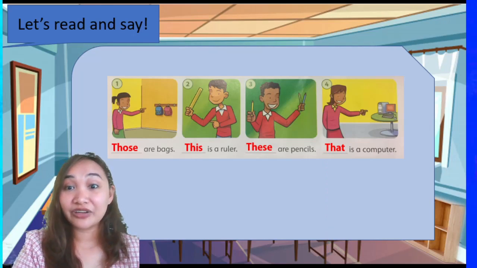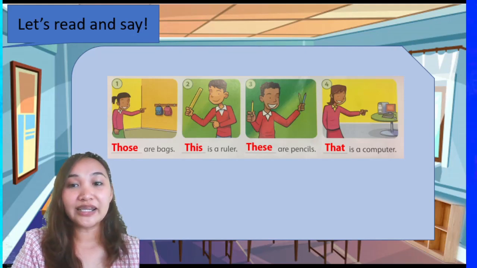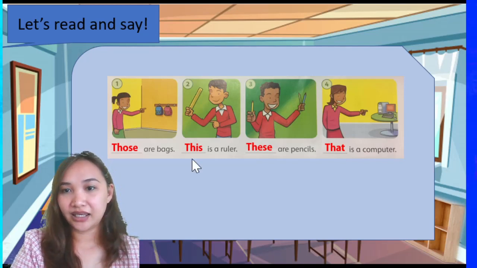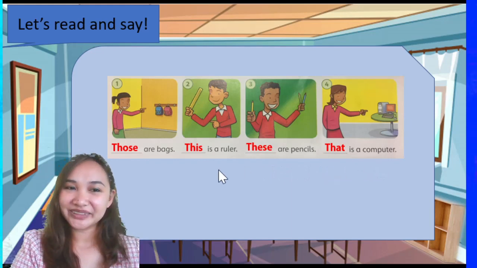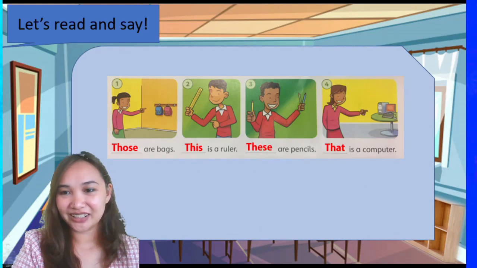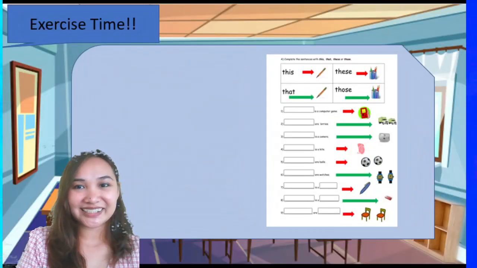Let's read the sentences again. Number one, those are bags. Number two, this is a ruler. Number three, these are pencils. Number four, that is a computer. Okay, very good. So, practice time.